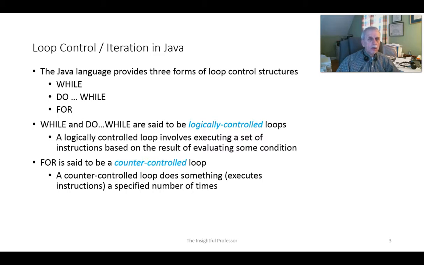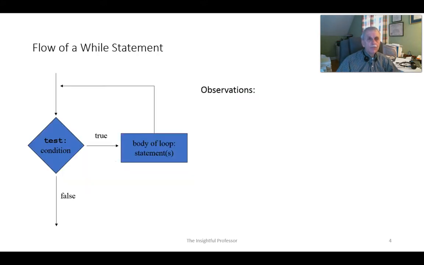With the for loop, this is said to be a counter-controlled loop. There is a control variable, but the control variable is actually an integer that's used to determine the number of times that the loop will be executed. We'll have more to say on that in some future video. But let's focus now on the while and the do while.